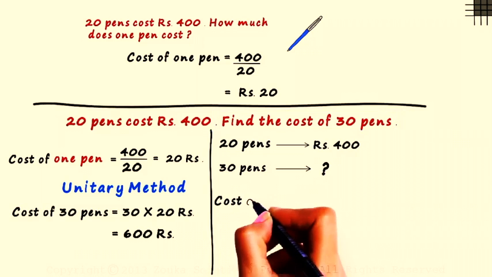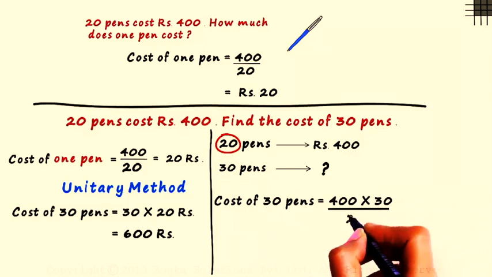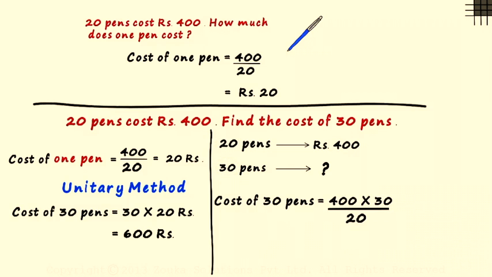Cost of 30 pens is given as 400 multiplied by 30 divided by 20. Wow, we used just one step. We just multiplied these two terms and divided this product by this term. There are two ways in which you can understand this. First, we're actually dividing 400 by 20 to get the cost of one unit and directly multiplying this by 30 to find the total cost of 30 units. So what we did using two steps previously is done in one step here.